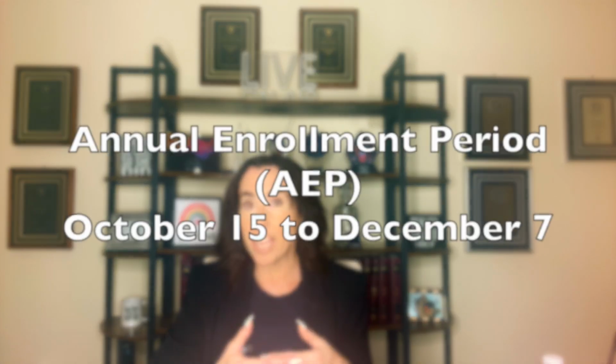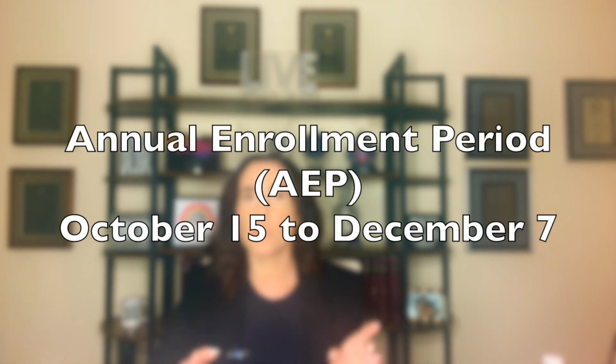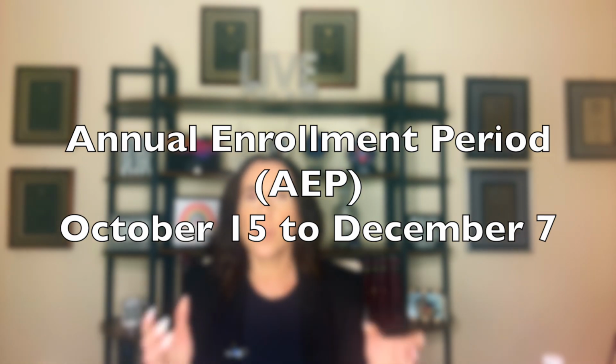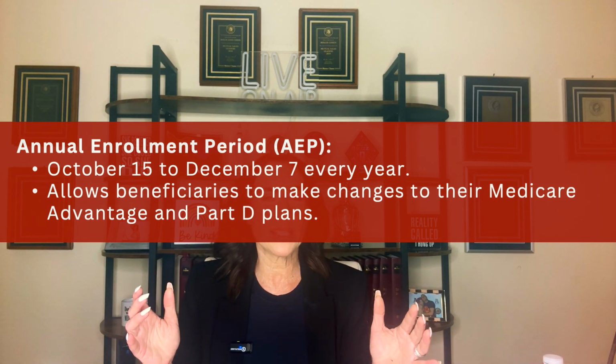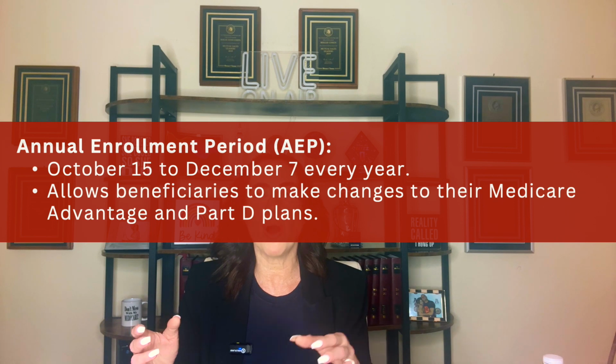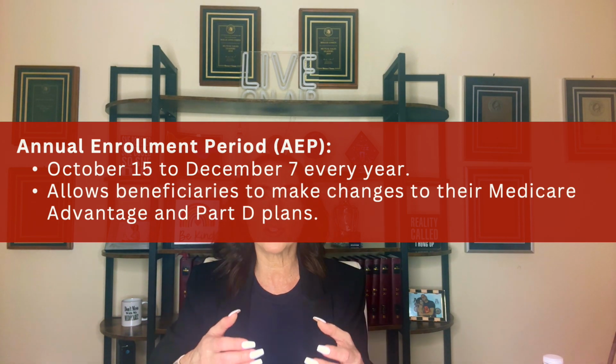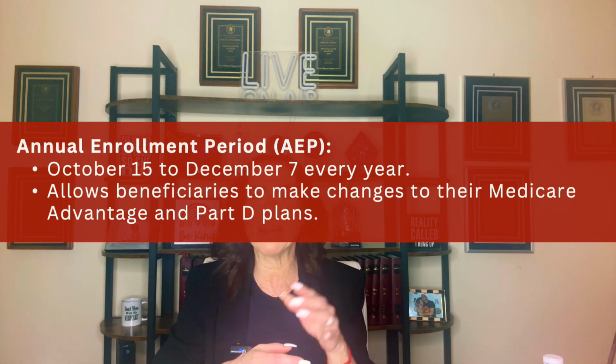You're allowed to enroll during annual enrollment period, which is October 15th through December 7th. If you are currently on a Medicare Advantage plan, in that time frame that's coming up, October 15th through December 7th, you are allowed to come off of a Medicare Advantage plan and go back over to original Medicare Part A and Part B, and you're allowed to apply and enroll in a Medigap Plan G.